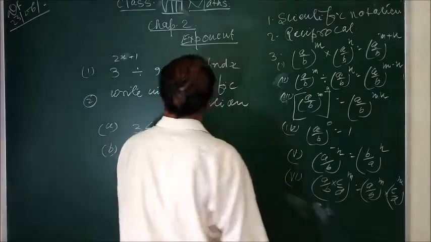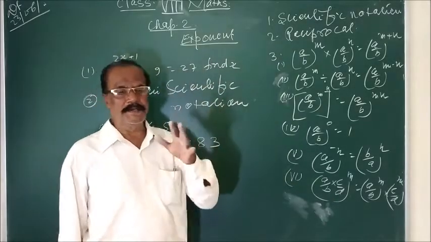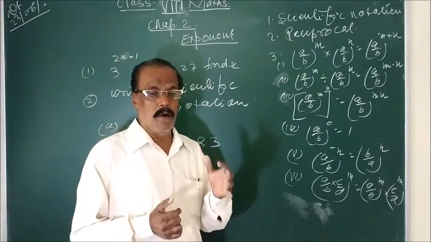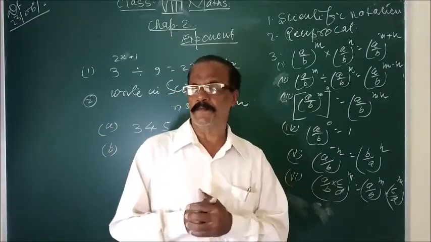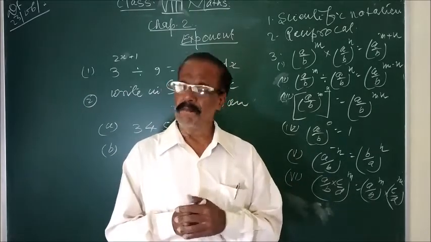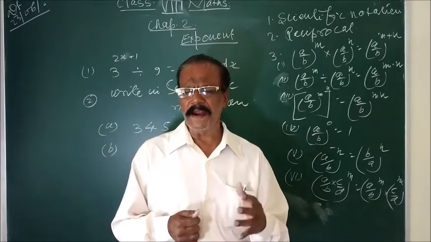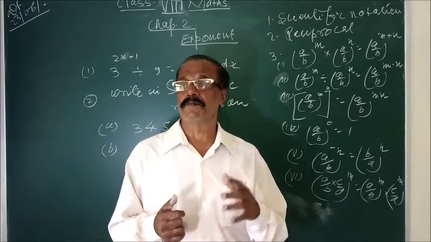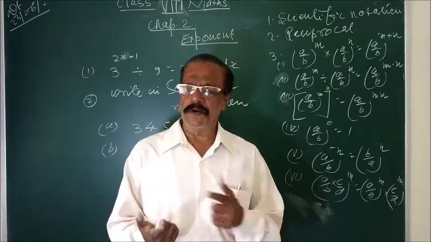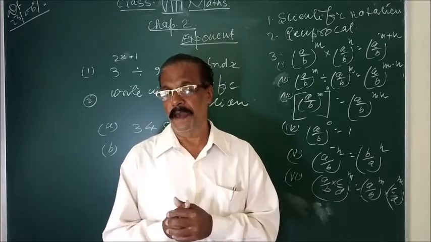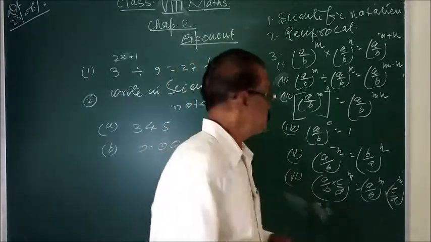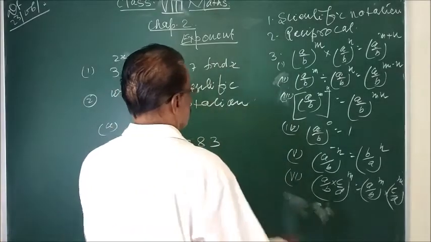Chapter 2, and the name of this chapter is Exponent. I have already explained to you what is the meaning of exponent. If you multiply any number many times, that can be expressed in the exponential form. You know very well, 2 into 2, you can write 2 square. 3 into 3 into 3, you can write 3 cube. So I have already explained.